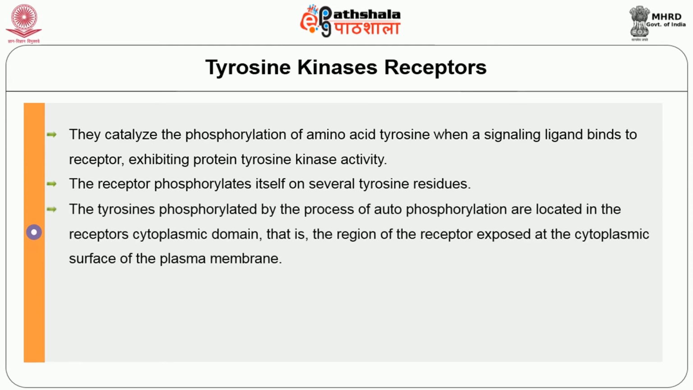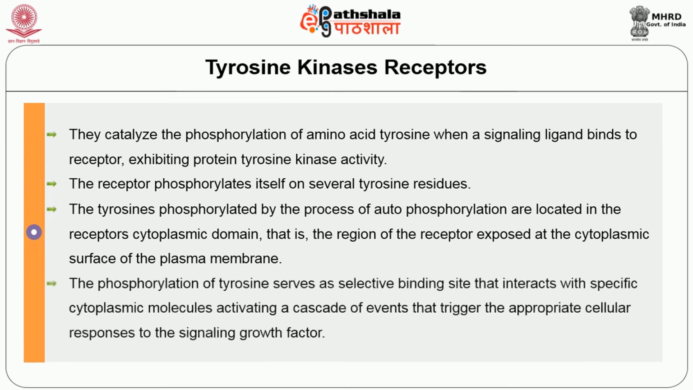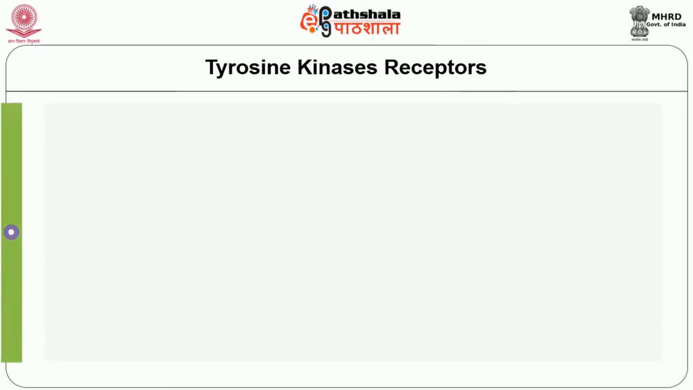The tyrosines phosphorylated by the process of autophosphorylation are located in the receptor's cytoplasmic domain, that is, the region of the receptor exposed at the cytoplasmic surface of the plasma membrane. The phosphorylated tyrosines serve as selective binding sites that interact with specific cytoplasmic molecules, activating a cascade of events that triggers the appropriate cellular responses to the signaling growth factors.